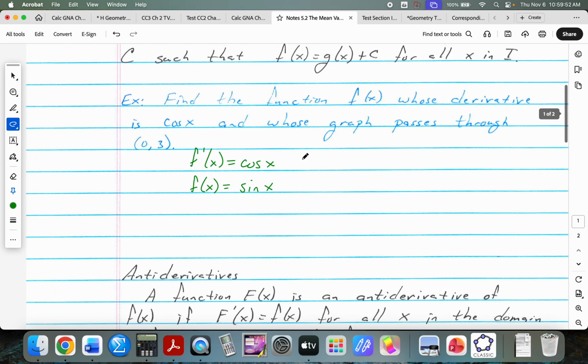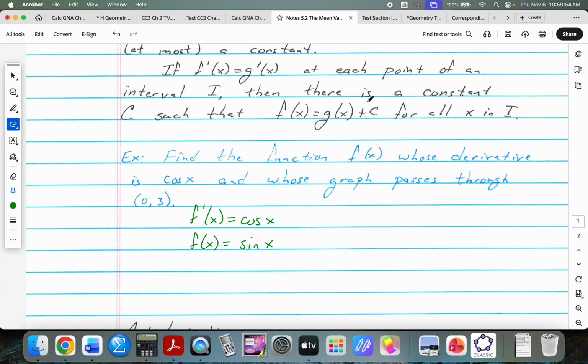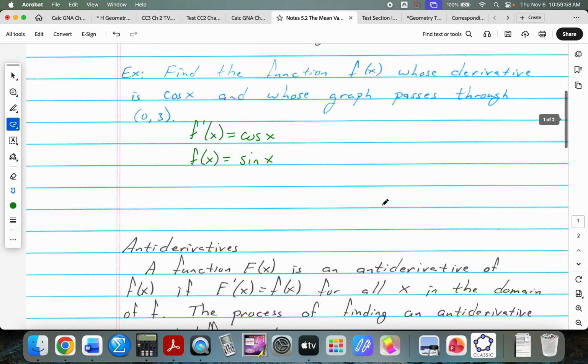But notice you can have this plus c. It can differ by a constant. So I'm going to say this is plus c. We'll talk more about it, but this is called the general antiderivative.